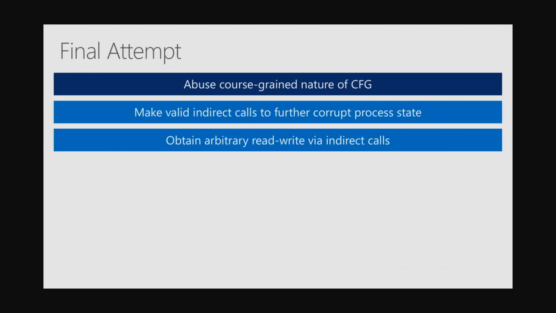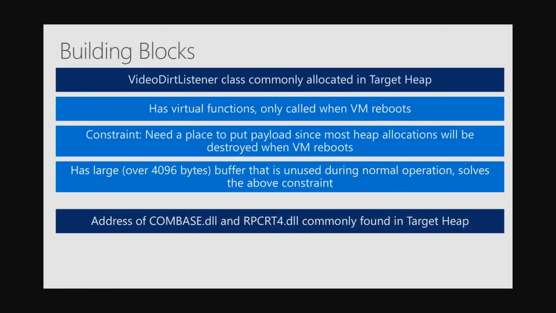So I decided that rather than look for easy CFG bypasses, what I was going to do was just try to abuse the coarse-grained nature of control flow guard. And I was going to make valid indirect calls that just gave me a little bit more control over the address space of the process, maybe try to get a read-write primitive out of it. But in order to do this, I needed some building blocks. So I started looking around and just looking for things that looked interesting that I could use to start building an exploit. One of the first things I found was this class.